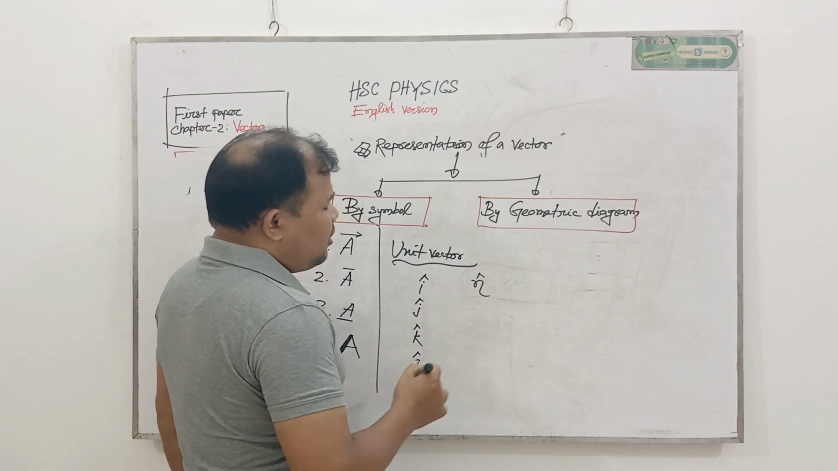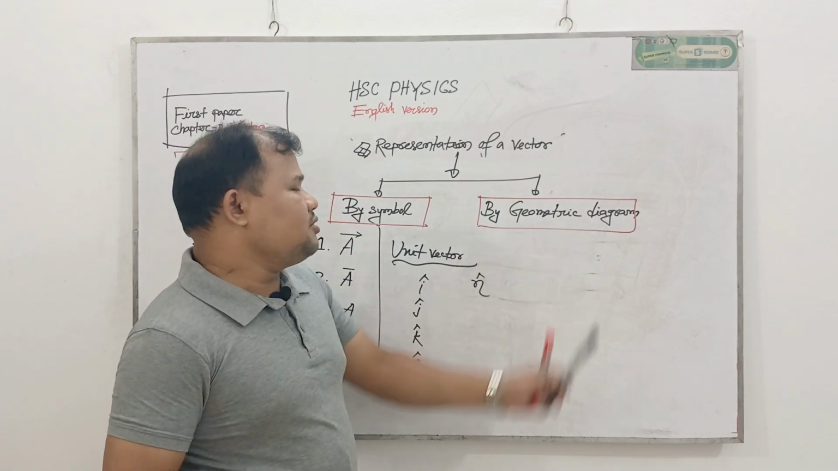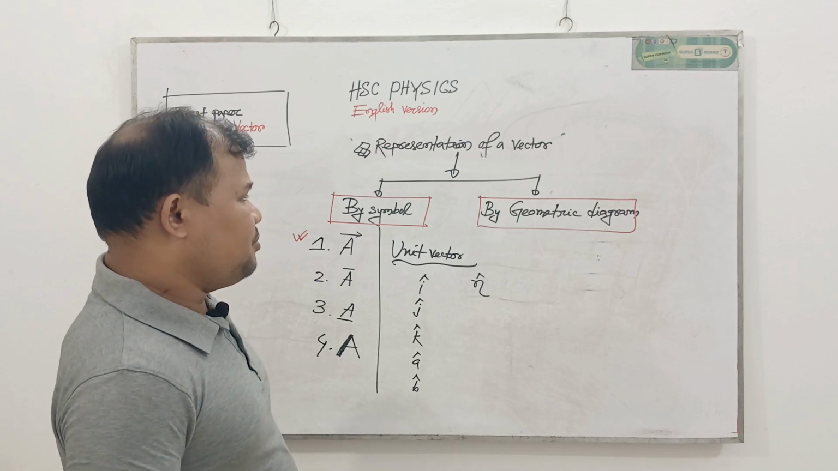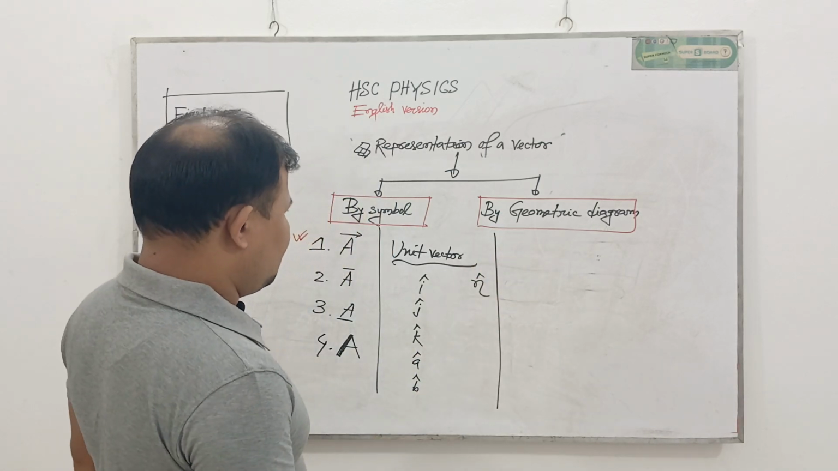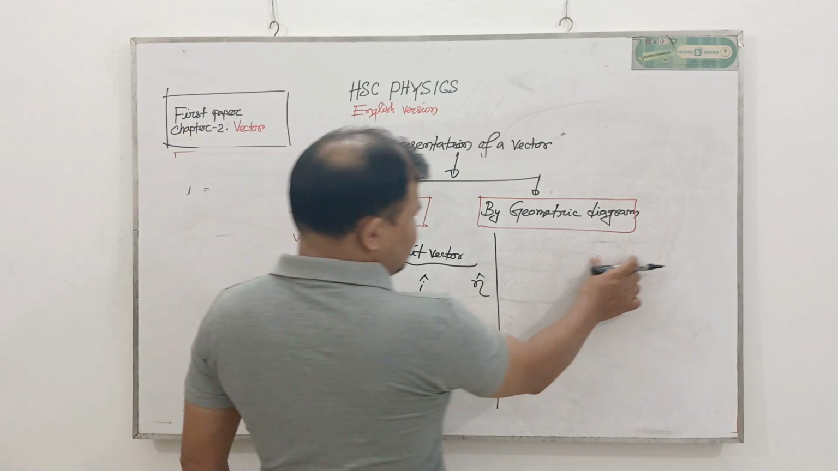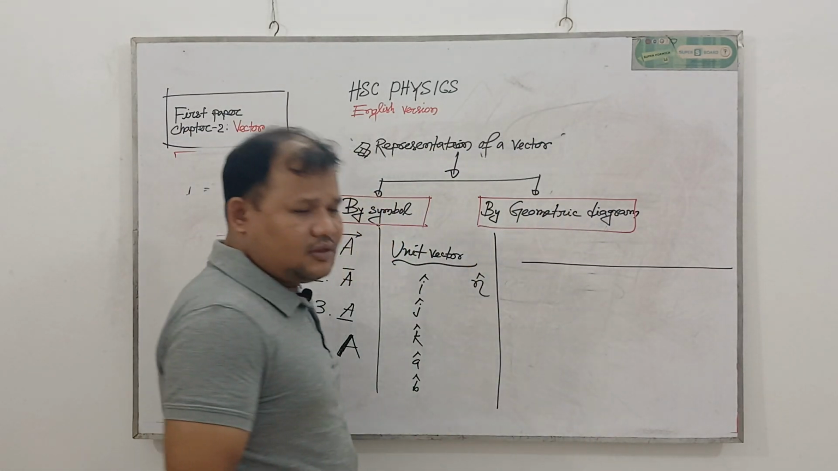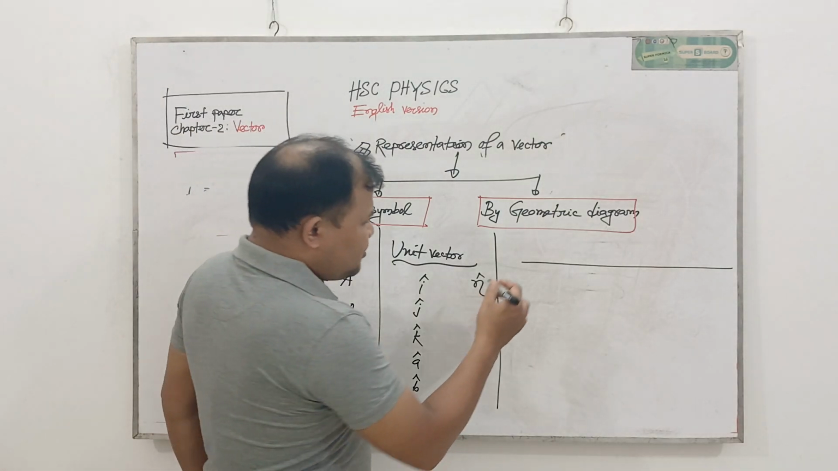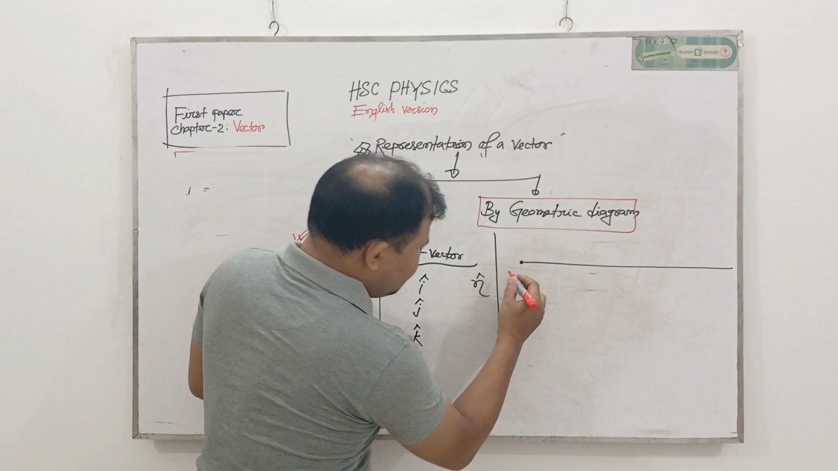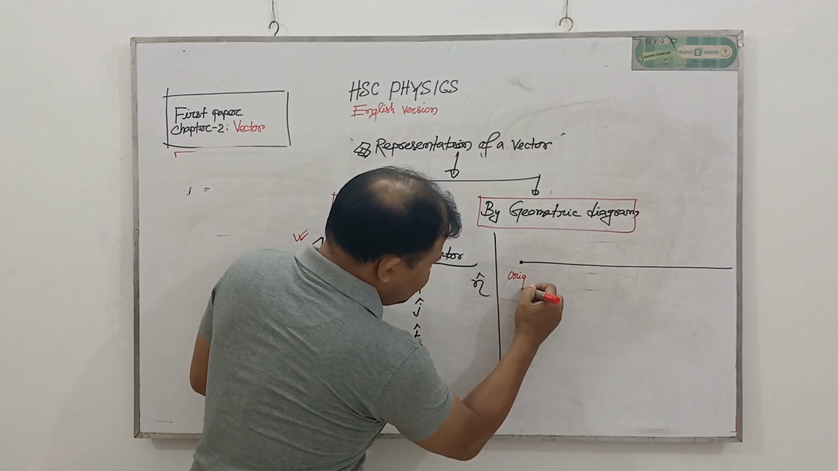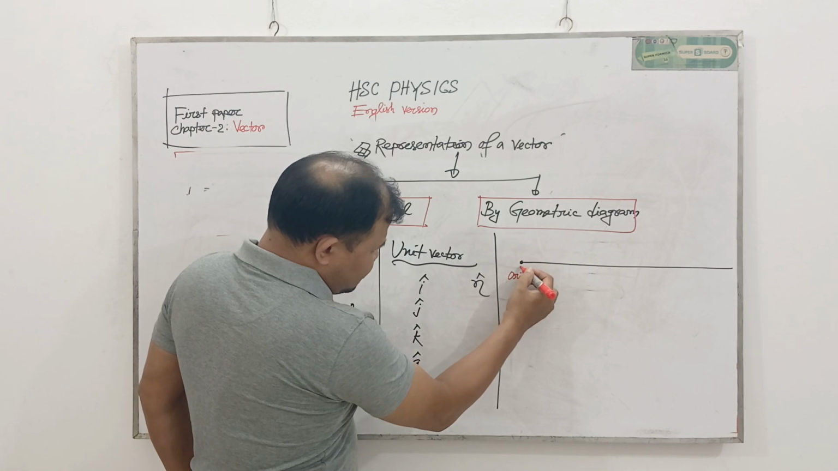Now we discuss representation of a vector by geometric diagram. How can we do this? Now I am trying to discuss. My dear students, suppose this is a straight line. Our measurement will be straight from here. Suppose this is the origin. Suppose this point is A.